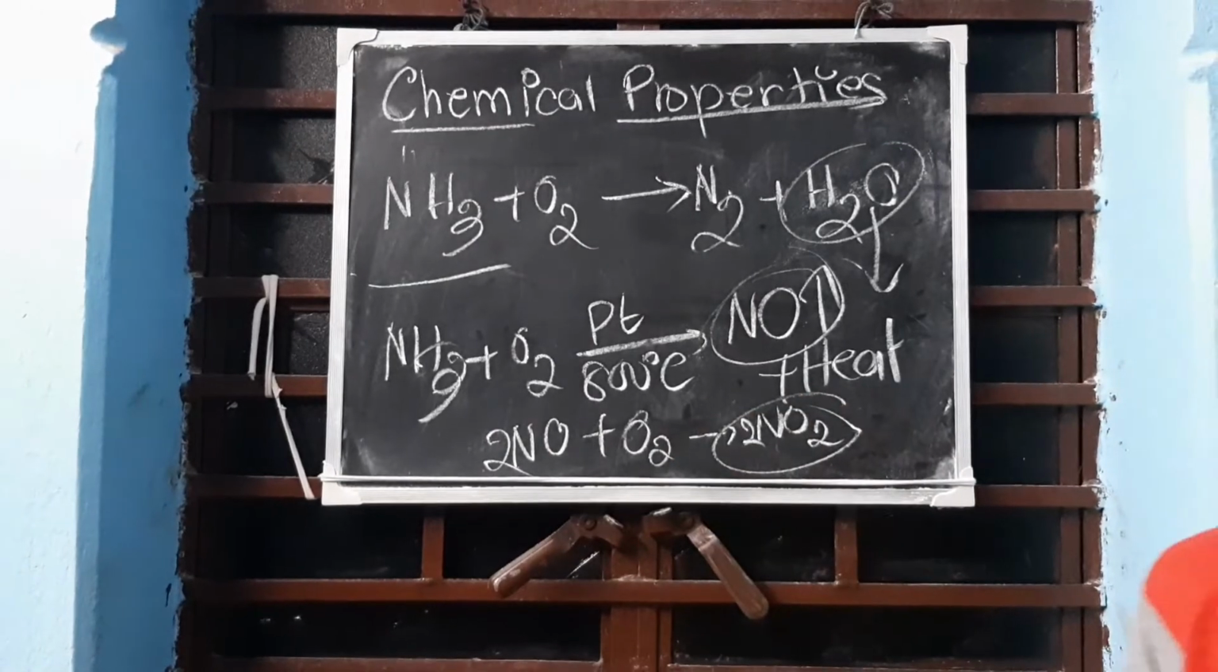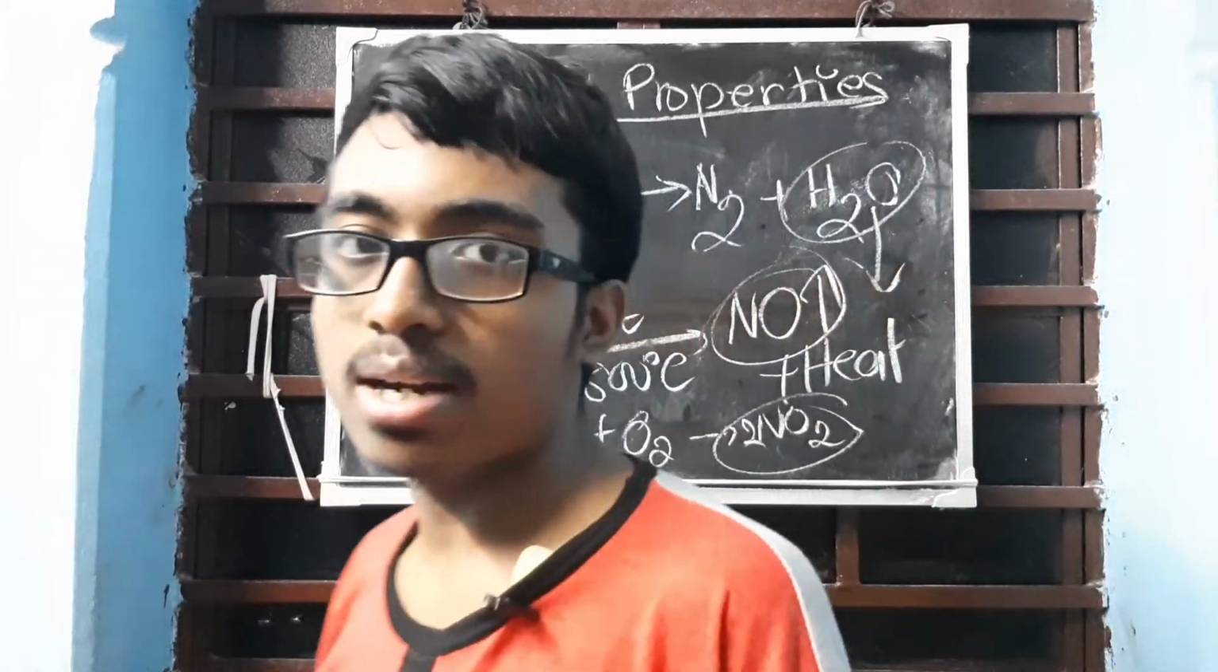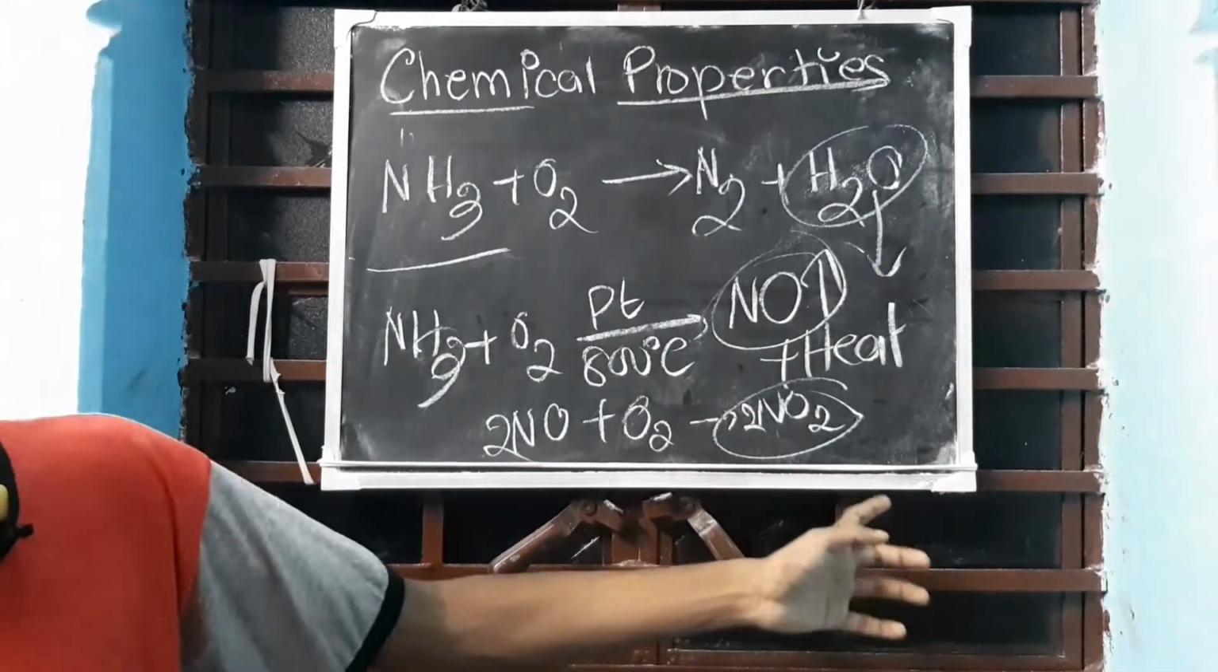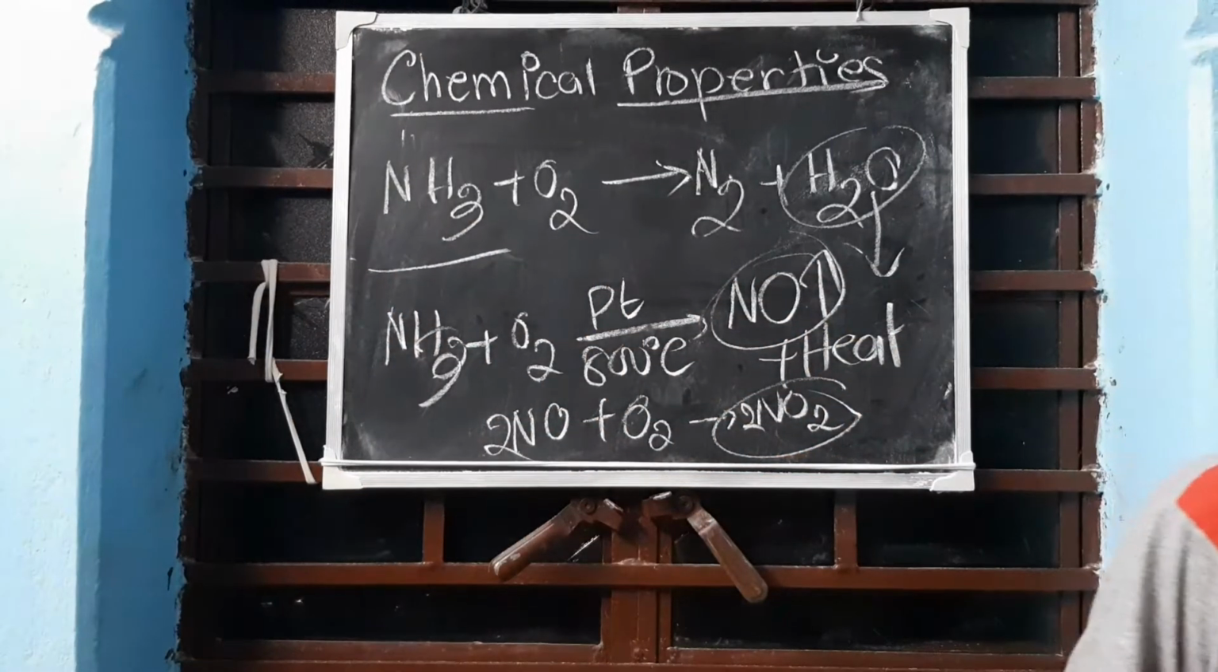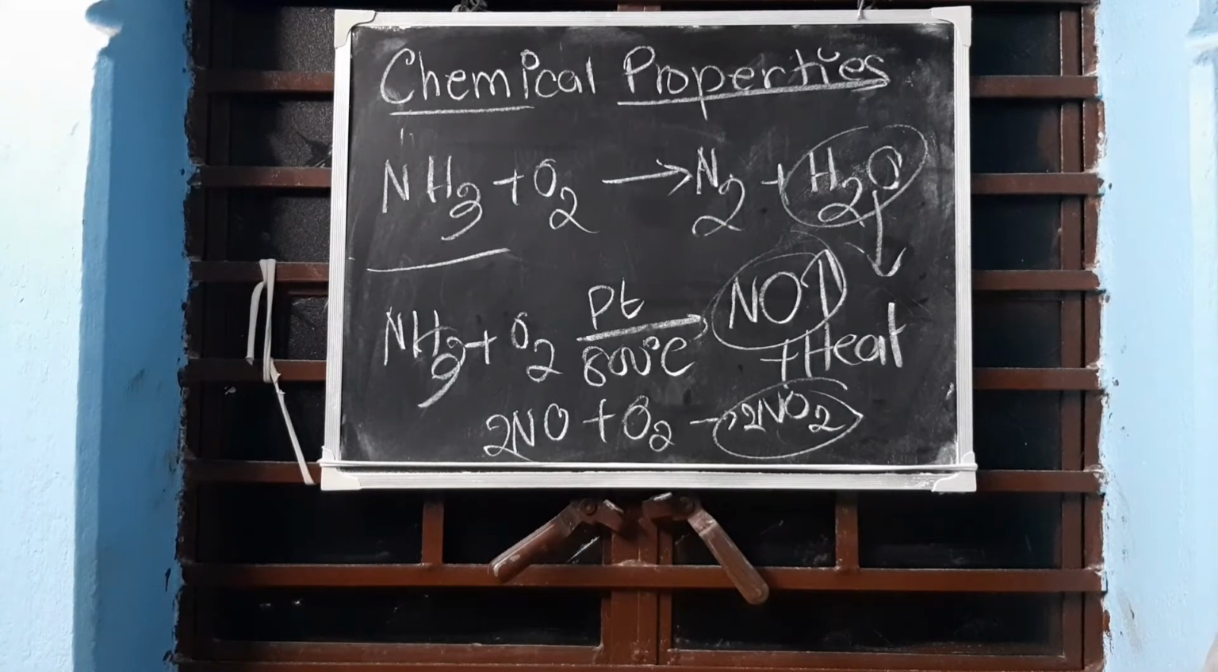So if NO combines with O2 to form NO2, what will happen? The observation you write is dark reddish brown fumes. Only observation: reddish brown fumes or reddish brown vapors. Clear? Understood?